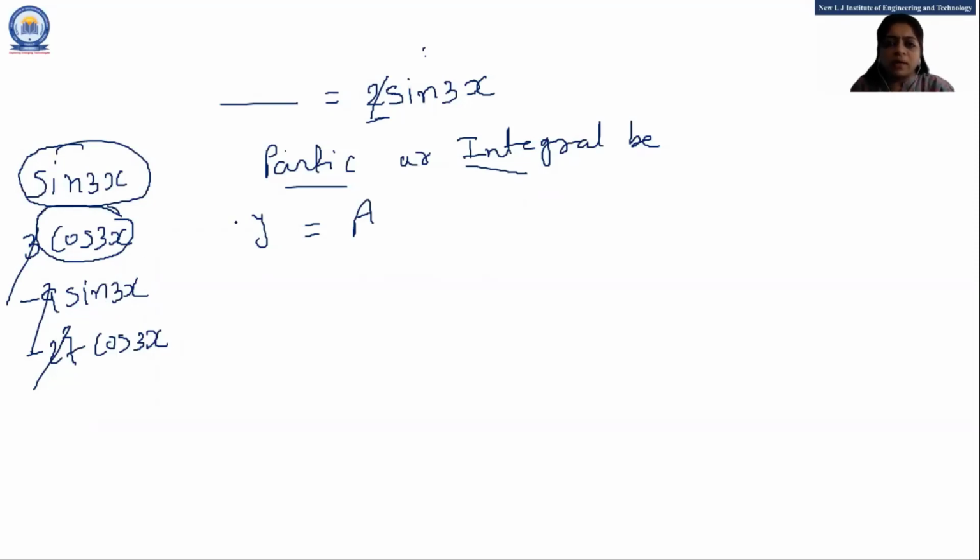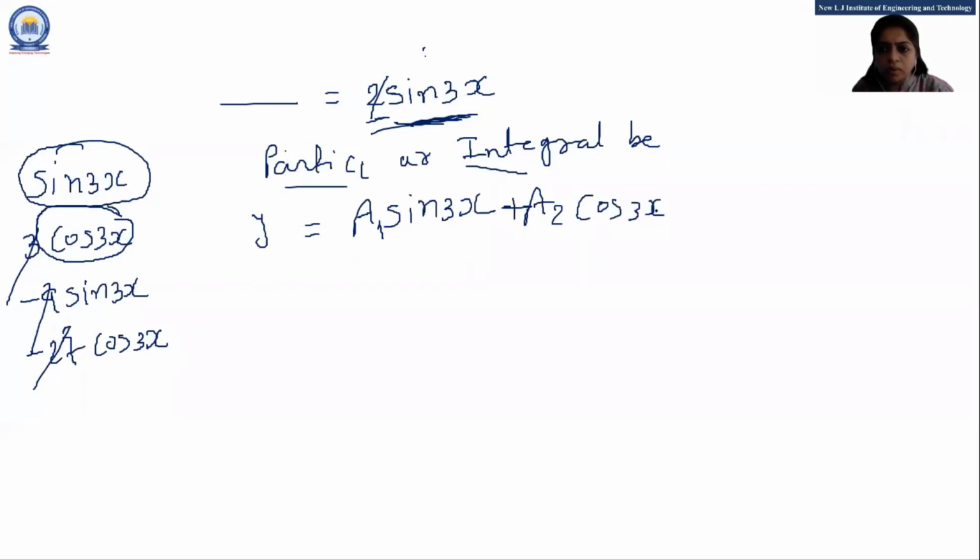So, when the right hand side of the given differential equation is in the form of sine, we have to write our particular integral y equal to a sine 3x. You may also write a1 sine 3x plus a2 cos 3x, right?